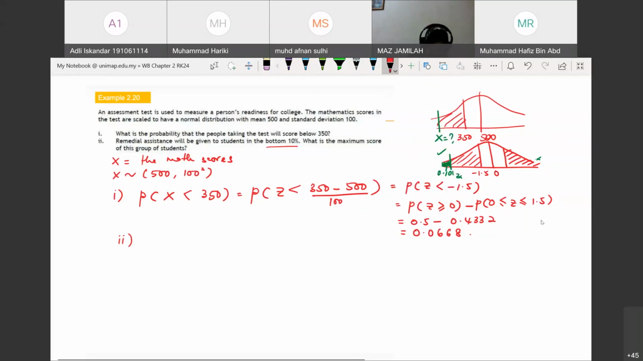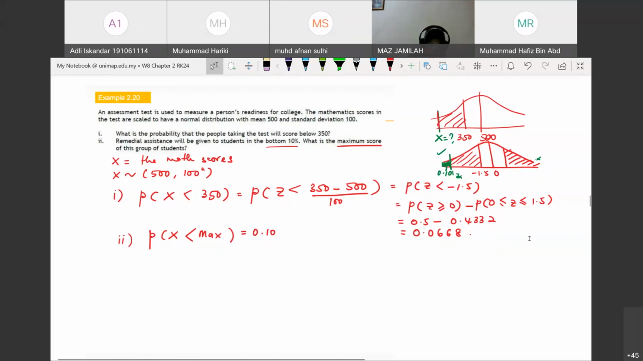So, P(X), remedial assistance will be given to students in the bottom 10%. So we are talking about X less than the maximum value. Since the question asks about the maximum score of this group, it means what will be the maximum score that they should get in order for them to go for remedial assistance. So put it this way, and we know that the probability is 0.10. This is how we form the first step in your solution.